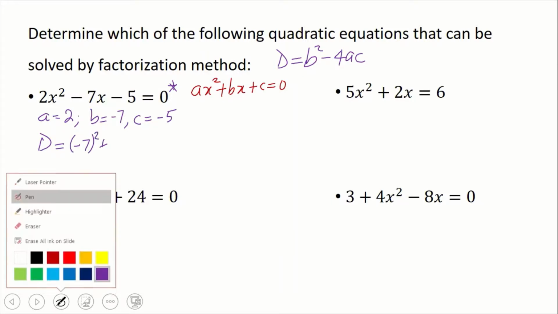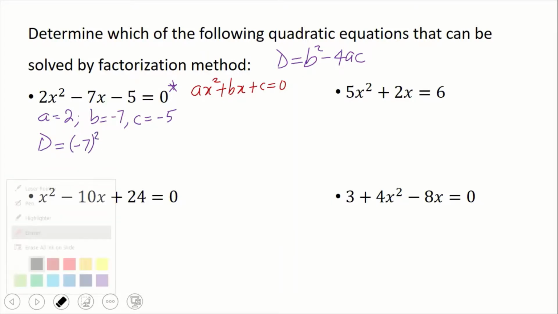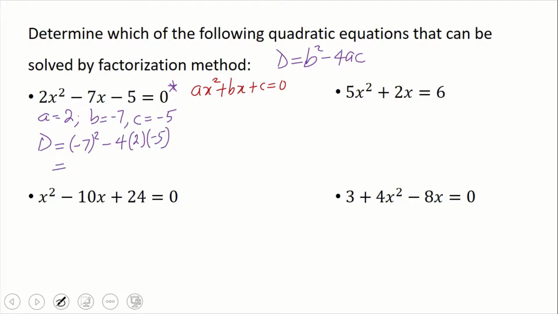minus 4 times a, which is 2, times c, which is minus 5. All right, and minus 7 squared is 49. Minus times minus here is plus, so 2 times 4, that is 8, and 8 times 5 is 40, right? Okay, so 40 plus 49, that will be equal to 89.